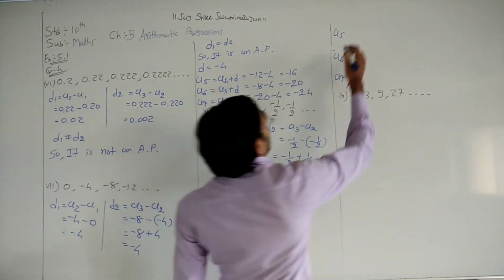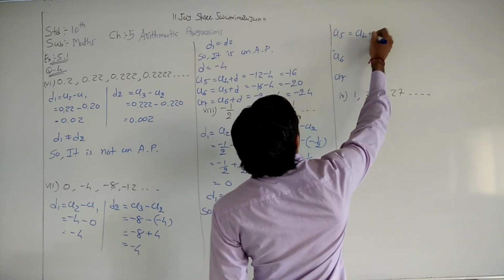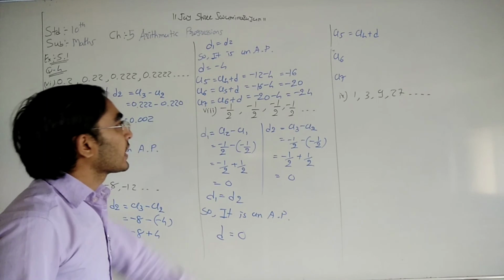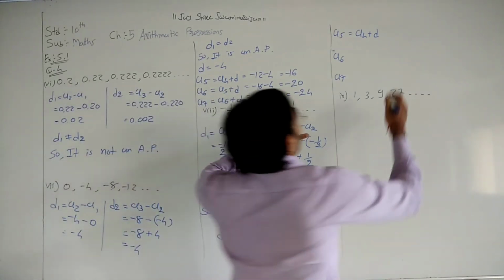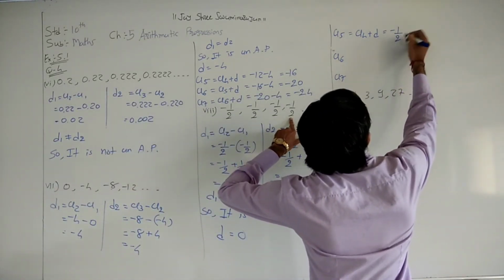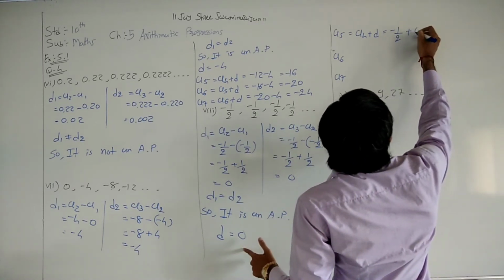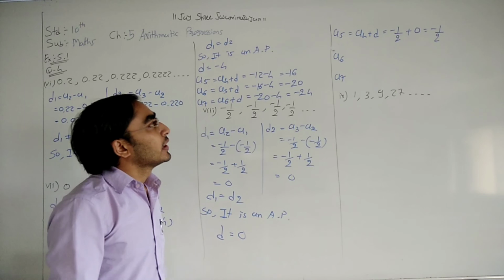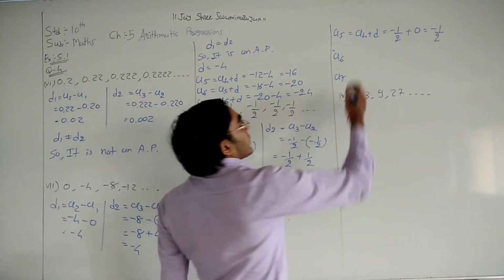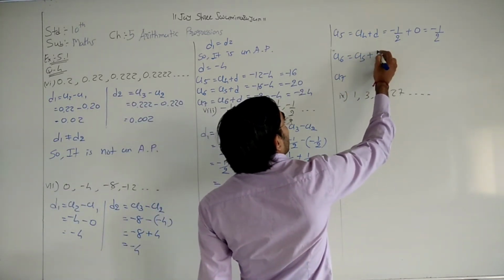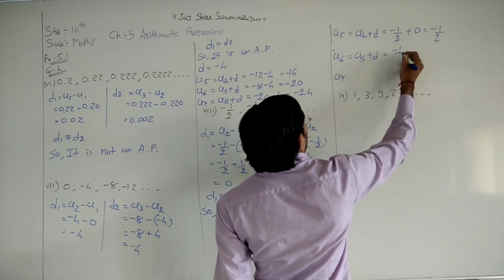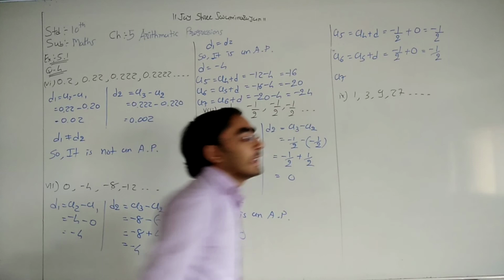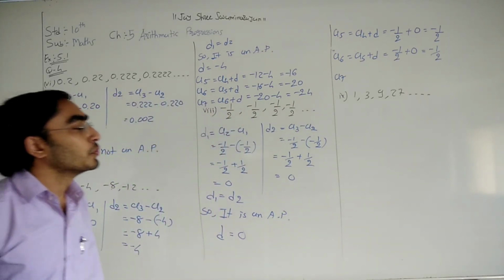What is the formula of A5? A4 plus D, right? Every time we need to add the common difference D. Now here A4 is minus 1 by 2, and common difference D is 0. So minus 1 by 2 plus 0 is minus 1 by 2. Similarly A6 is A5 plus D, A5 is minus 1 by 2 plus common difference D, 0. So finally minus 1 by 2.